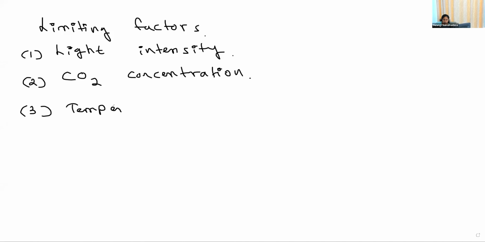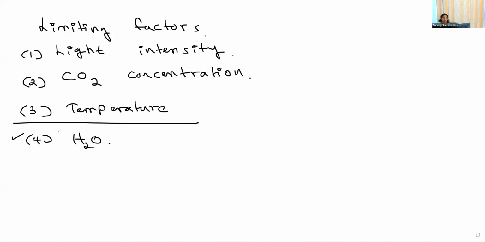Temperature, and always write down the last one as water. So the water is the least important limiting factor. So I wanted to write it separately. But these three are the main three factors that are going to limit the rate of photosynthesis. Water is something different.